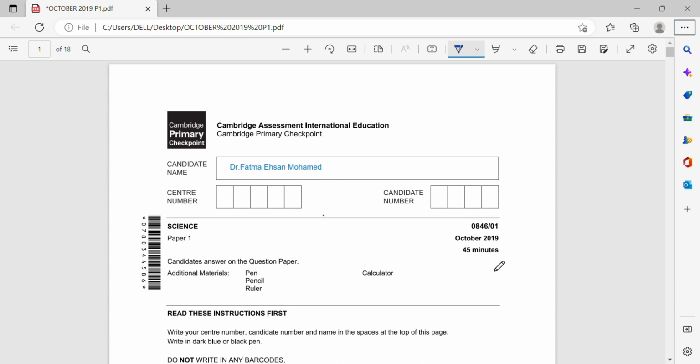Today we are going to solve Cambridge Primary Checkpoint, October 2019, Paper 1.